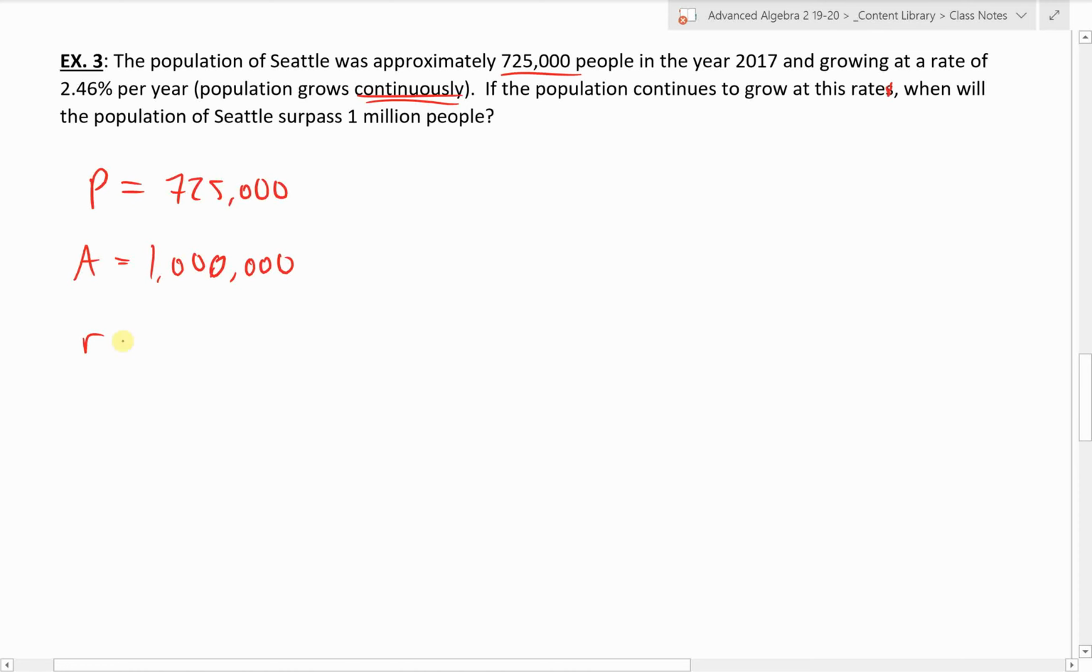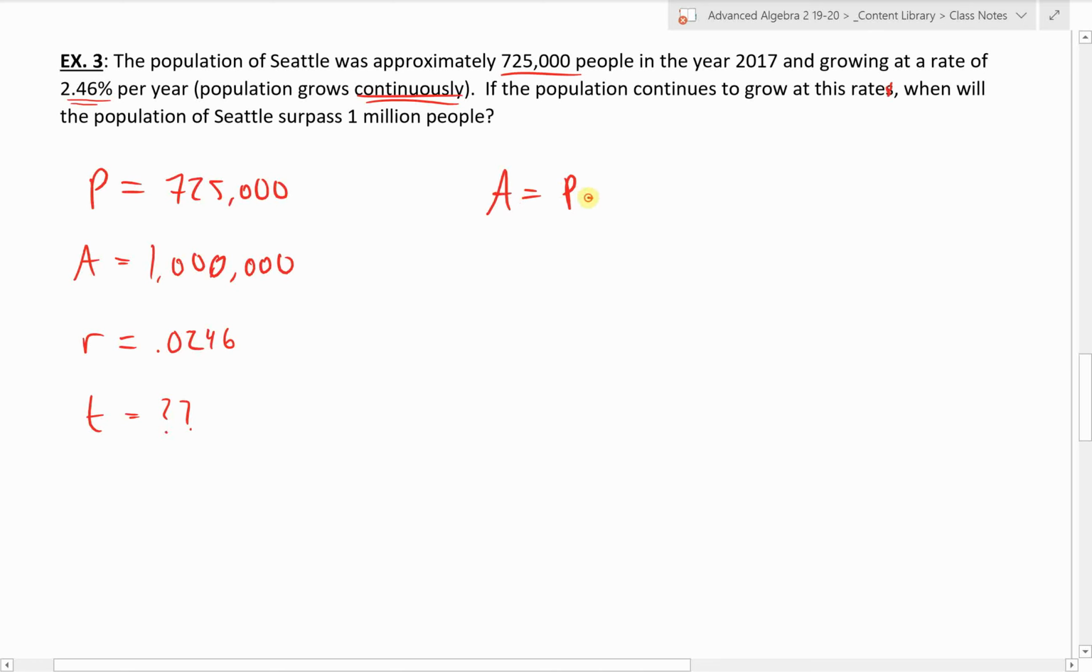And we know that our city's population is growing at 2.46% per year. So as a decimal, always remember to turn it into a decimal. That's 0.0246. Okay. And we're interested in how long will it take for this to happen? How long will it take for 725,000 people to grow into 1 million?